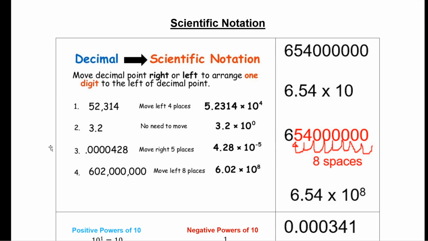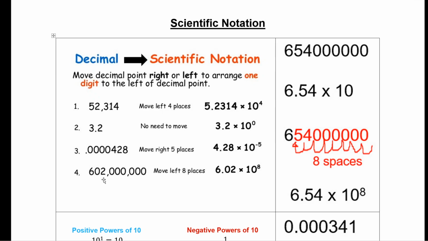So, example here, 52,314 is 5.2314 times 10 to the 4th. Notice it was moved 4 places. 3.2, we don't have to move it at all, so it's 3.2 times 10 to the 0. That exponent of 0 makes this just 1. 3.2 times 1 is 3.2. All right, so here we've got a small number. We need to move it right 5 places. 4.28 times 10 to the negative 5th.